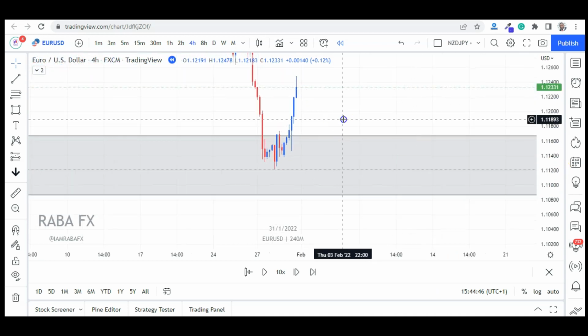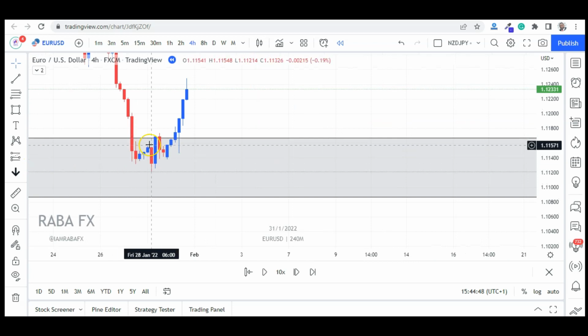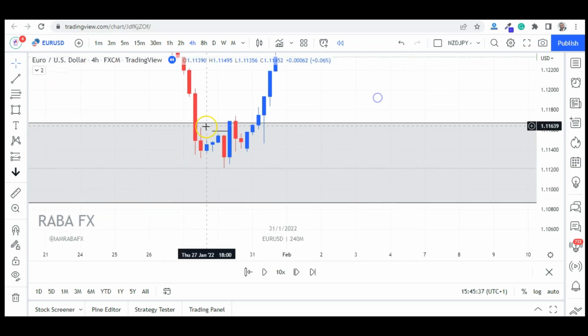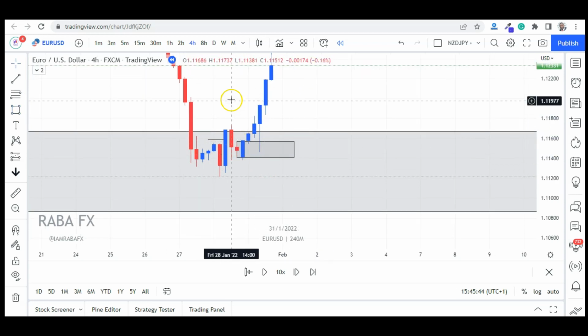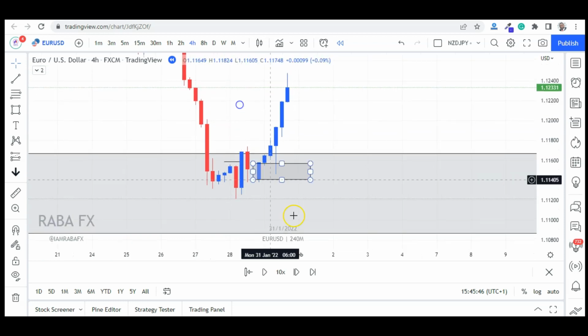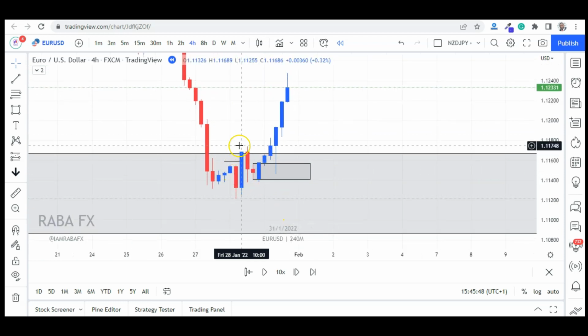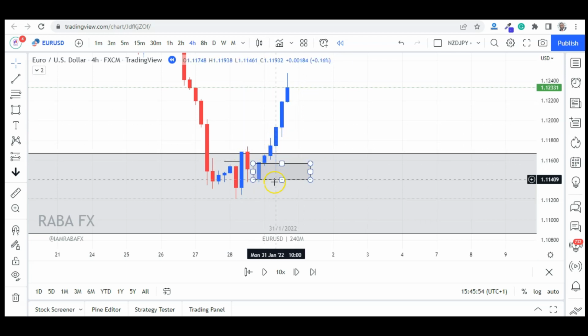Now on the 4 hour, we have a break of structure here. This will have been a good area for you to come in. Okay, now we have a break, price moved up, came lower, and then moved up a little, came down here to tap into this demand zone.